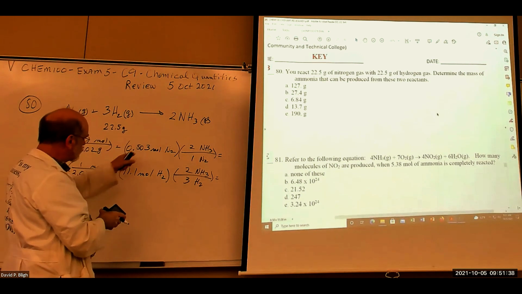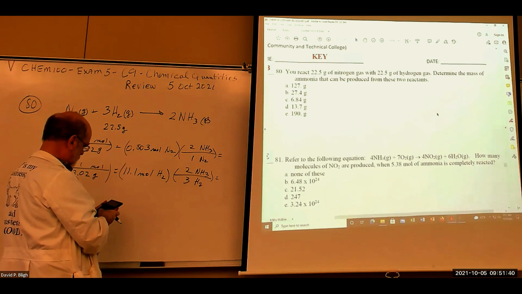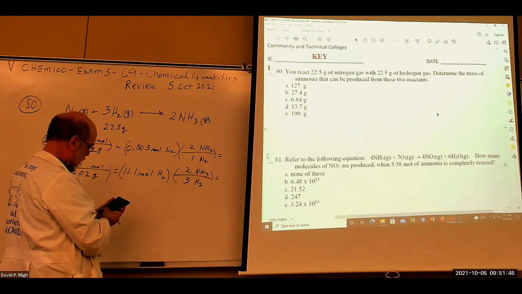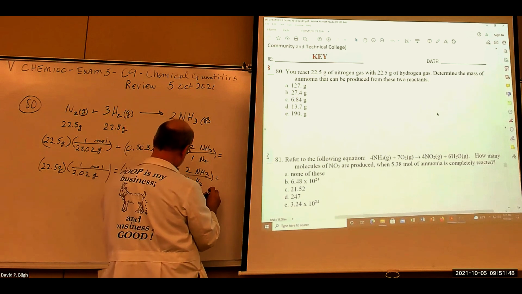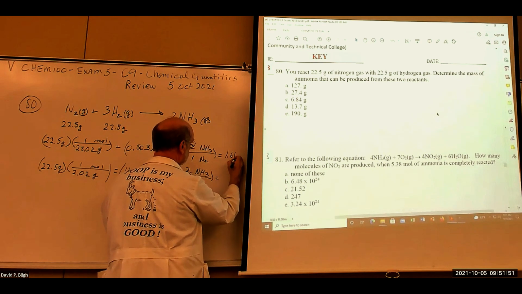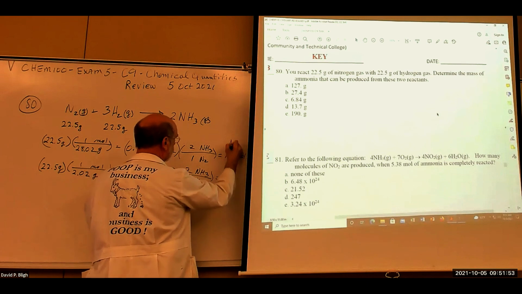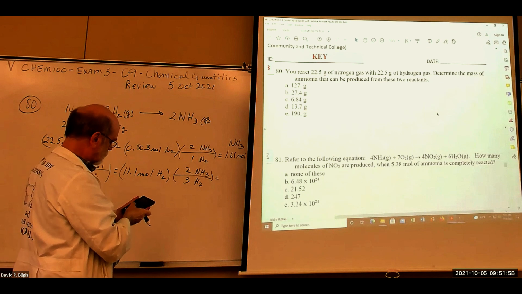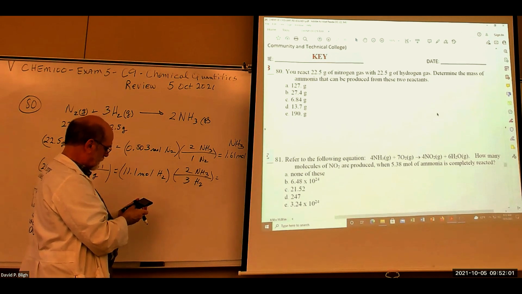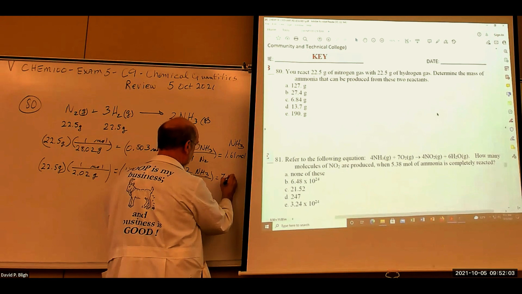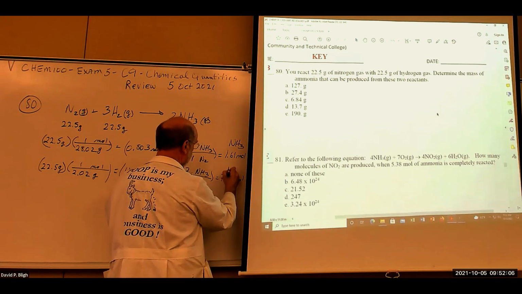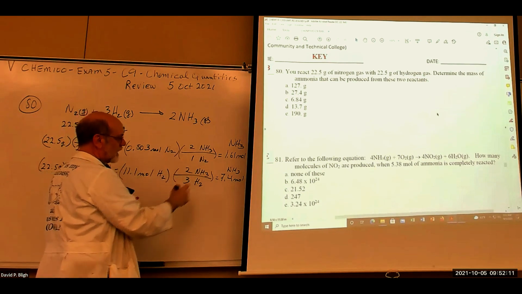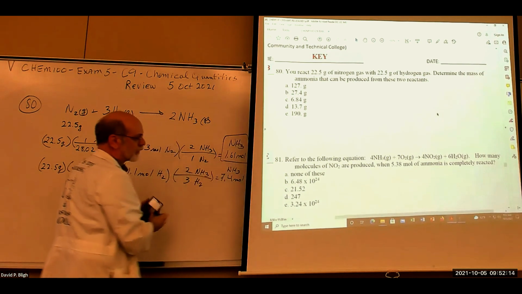Right? So this moles is, let's see, 0.803 times 2 is 1.61 of ammonia. And this one is 11.1 times 2 divided by 3. This one's 7.4. So now we know which one's limiting. This one's limiting. And this is the number of moles that will actually be produced.